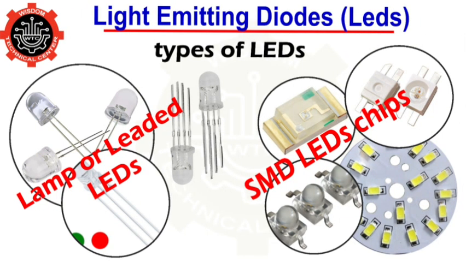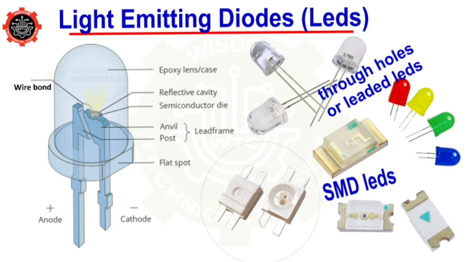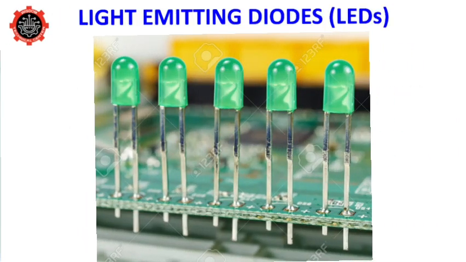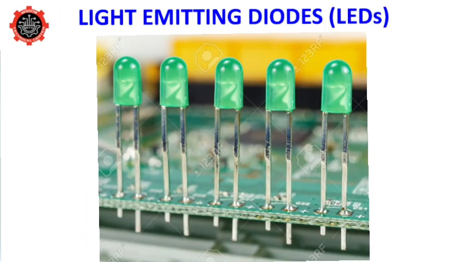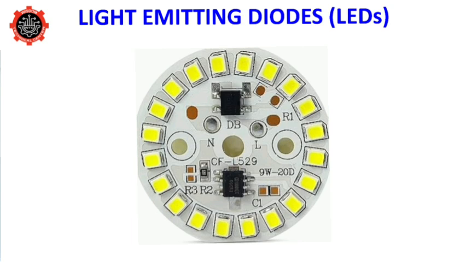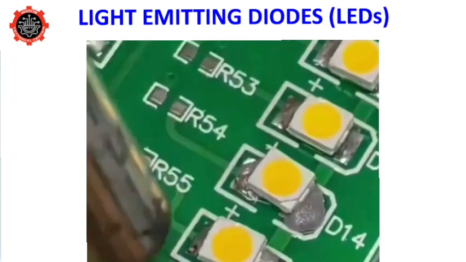So in their types, we get two types of LEDs available in use: the lamp or the leaded LEDs and the SMD LED chips, and they are different in their mounting process. The leaded LEDs are mounted by the through hole method, and SMD, this other type, is mounted on the surface of the circuit board.